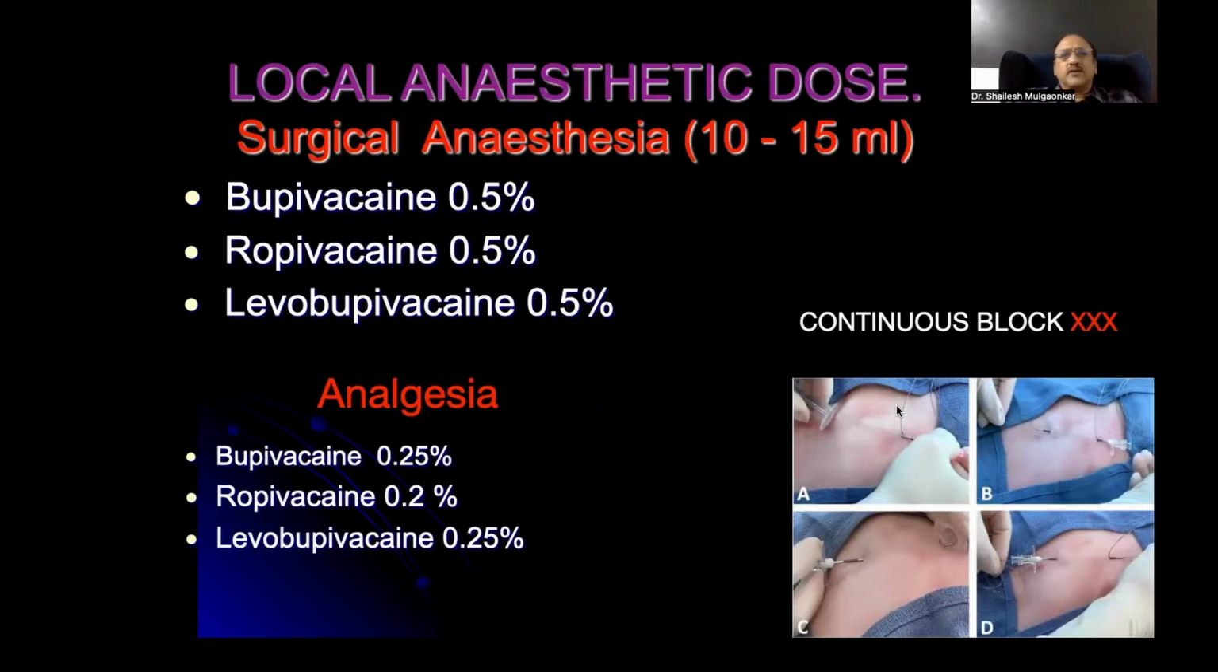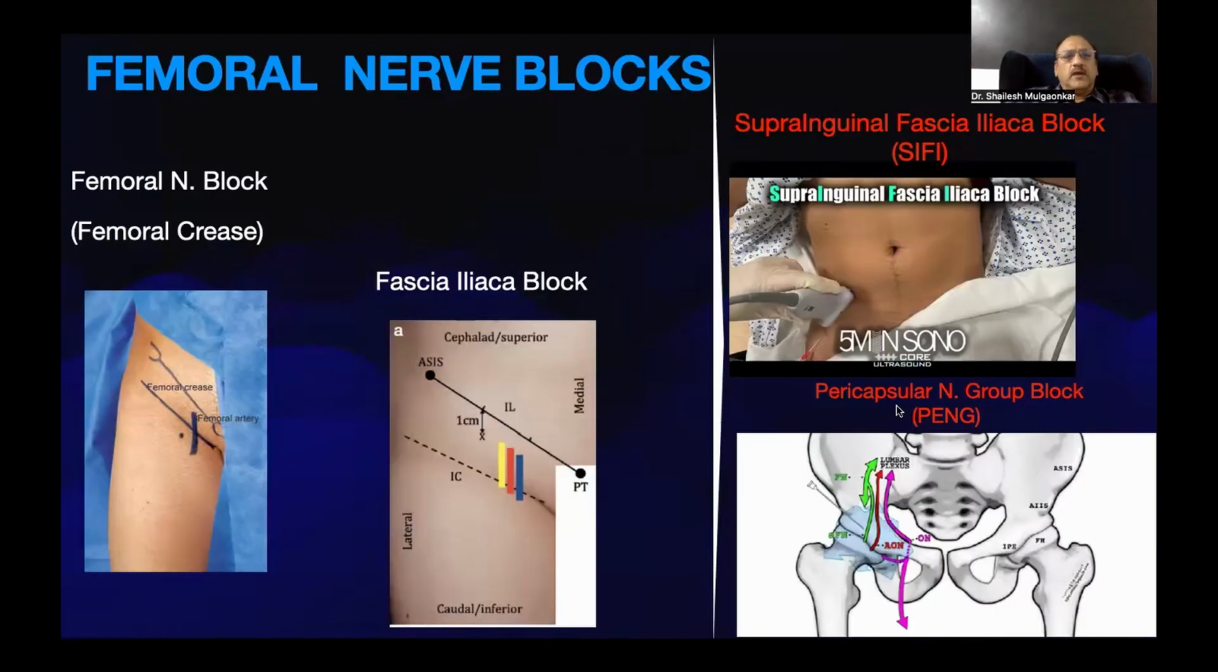Now, what are the local anesthetic doses? For surgical anesthesia, you use bupivacaine 0.5%, ropivacaine 0.5%, or levobupivacaine 0.5%, and a maximum of 10 to 15 ml is more than enough because it's a very superficial needle. Then for analgesia, the lower concentrations: 0.25% bupivacaine, 0.2% ropivacaine, levobupivacaine 0.25%. For an infusion pump for a continuous block, I will not mention it because I try to avoid continuous block in these patients. Now, what are the different approaches of the femoral nerve block?